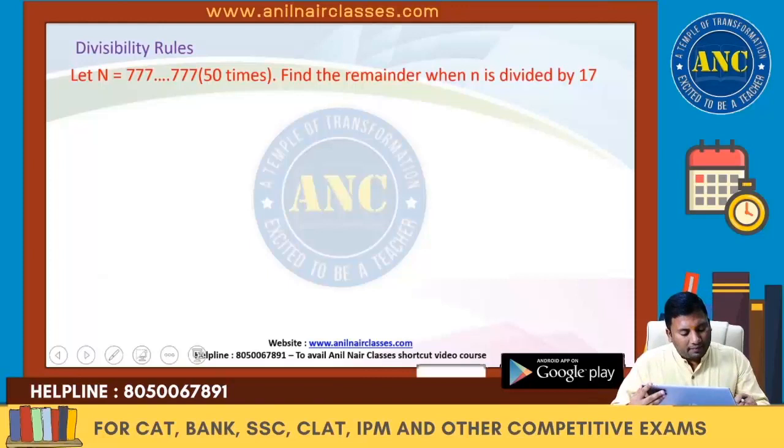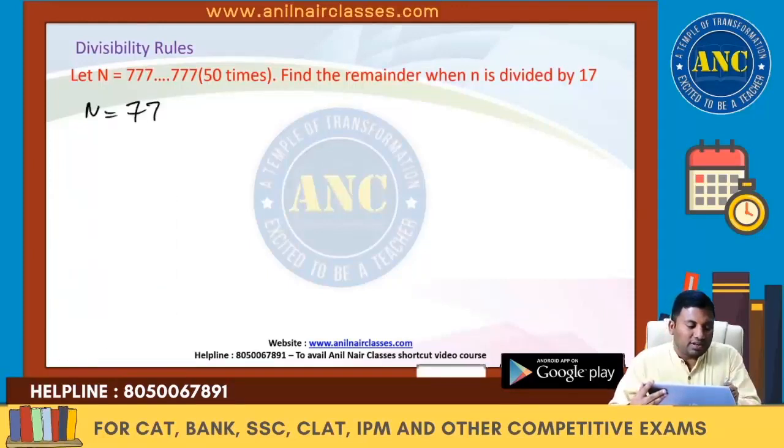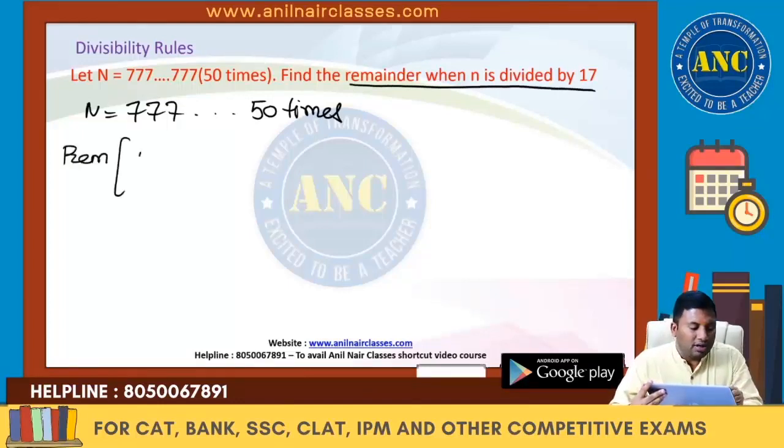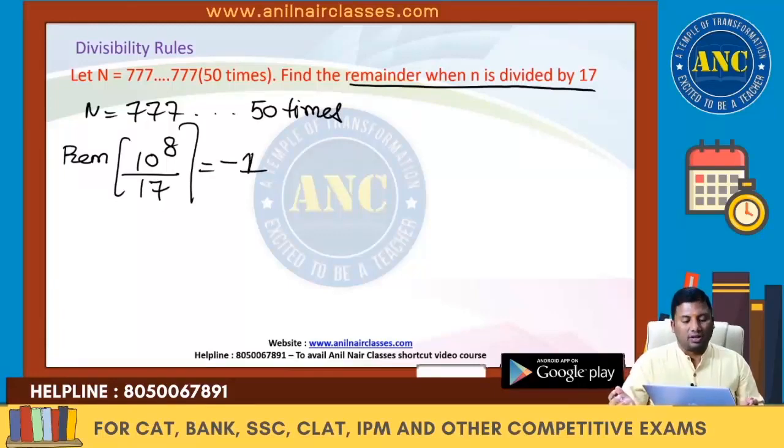Next one. These are another variety of question. N is written as 7, 7, 7, 7, 7, 50 times. Find the remainder when N is divided by 17. Remainder when 10 power 8 divided by 17, if you do it, you will get minus 1. There are two conclusions.